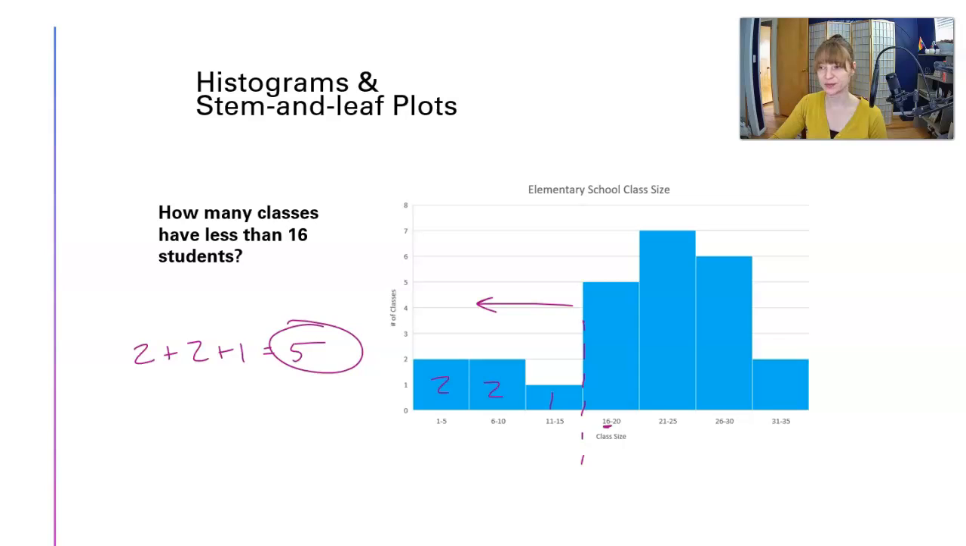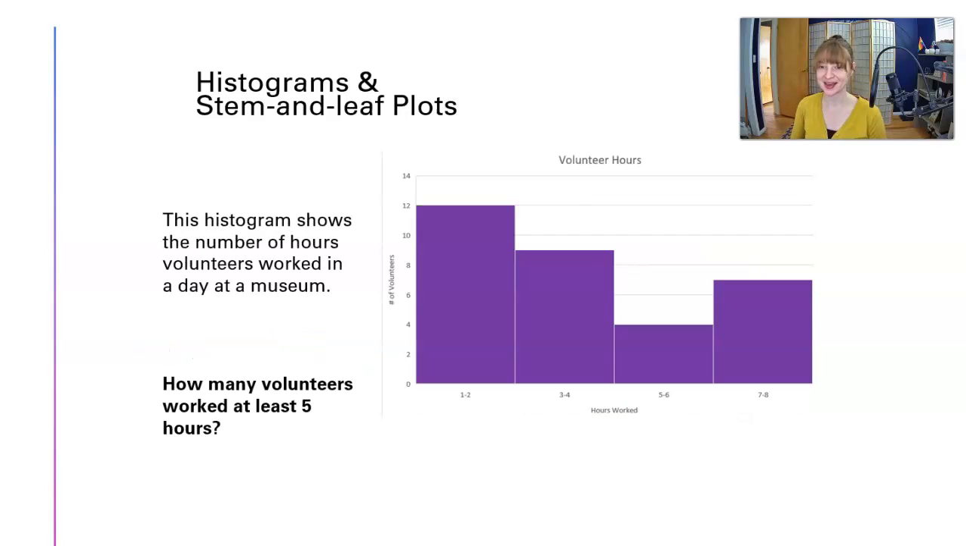Let's take a look at one more histogram. This histogram shows the number of hours volunteers worked in a day at a museum. How many volunteers worked at least 5 hours? So there's one of those key terms again, at least. So we're going to find the 5. 5 is right there. So we know that our cutoff is right here, right at the 5. And at least 5 hours means 5 or more. 5 or more hours goes this way.